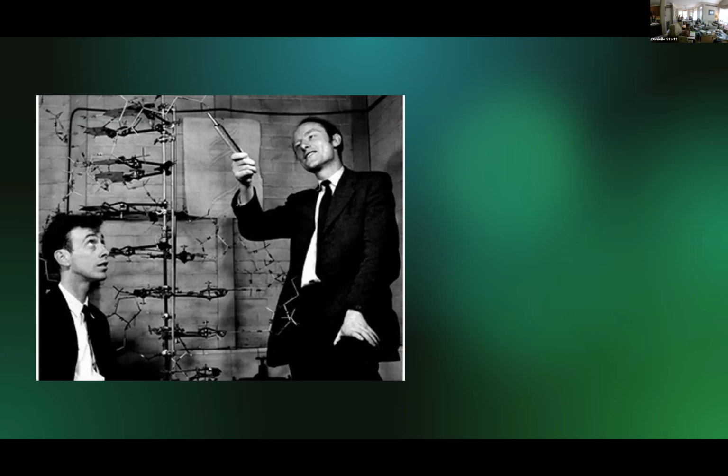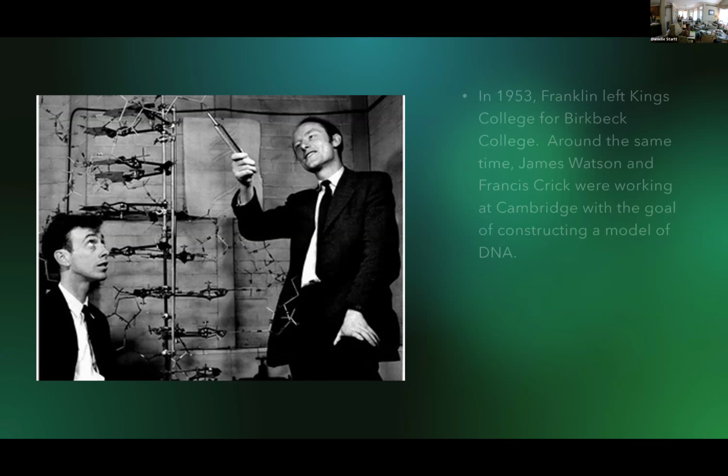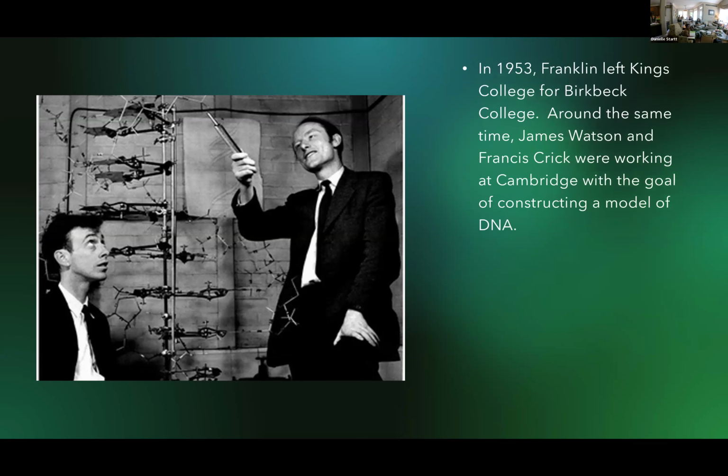A lot of people want to figure out the structure of DNA. So you have these two fellows here, and they're at King's College, which is like, these are neighbors, okay? They're colleagues, they know each other, right? And Franklin left King's College for Birkbeck College, and around the same time, James Watson and Francis Crick were working at Cambridge.